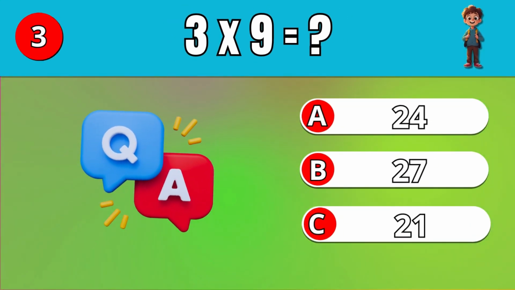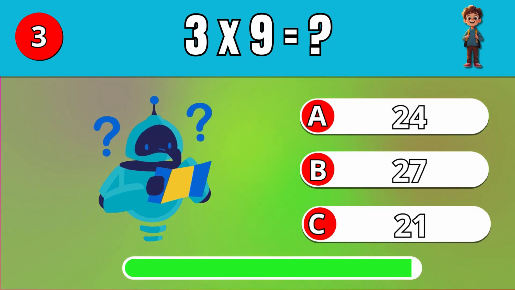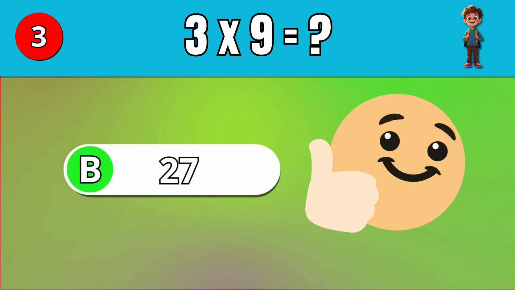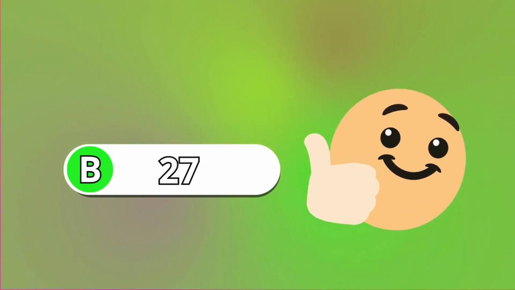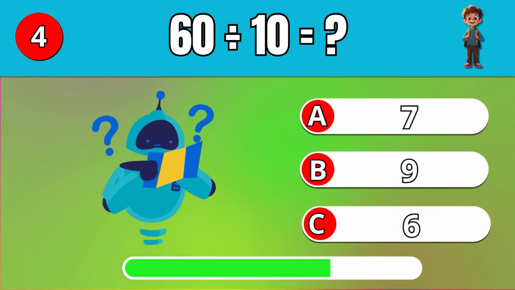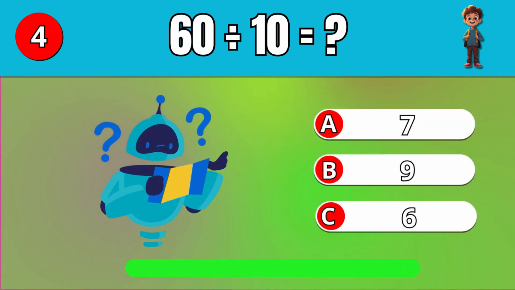What is 3 times 9? B, 27. What is 60 divided by 10? C, 6.